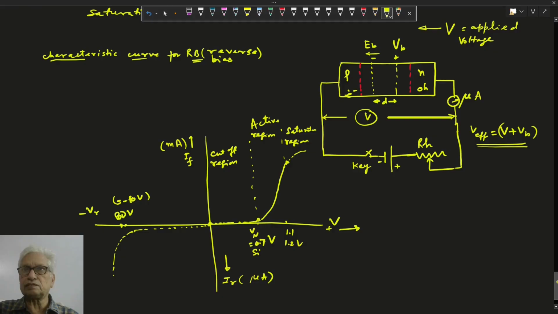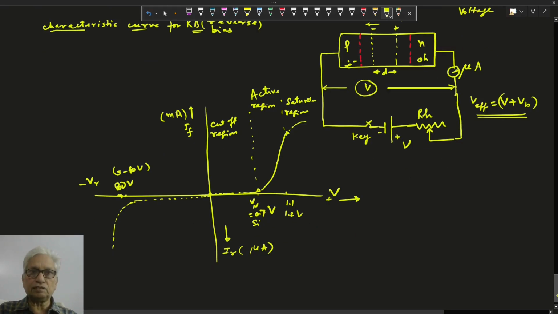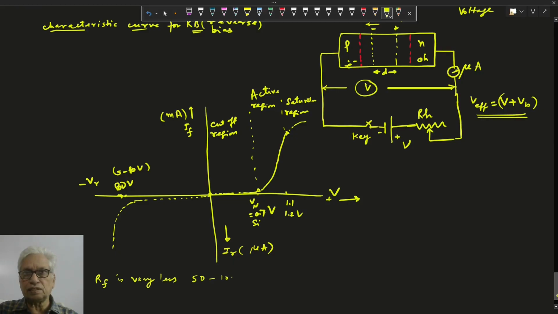plus the barrier voltage. In reverse biasing, minority carriers are very few, but if we increase the applied voltage, V plus VB becomes so large that covalent bonds break; at or above this voltage, it is called the breakdown voltage. When covalent bonds break, there is a sudden increase in minority carriers, and the reverse current increases suddenly after the breakdown voltage. In forward biasing, resistance is very low, roughly 50 to 100 ohms.